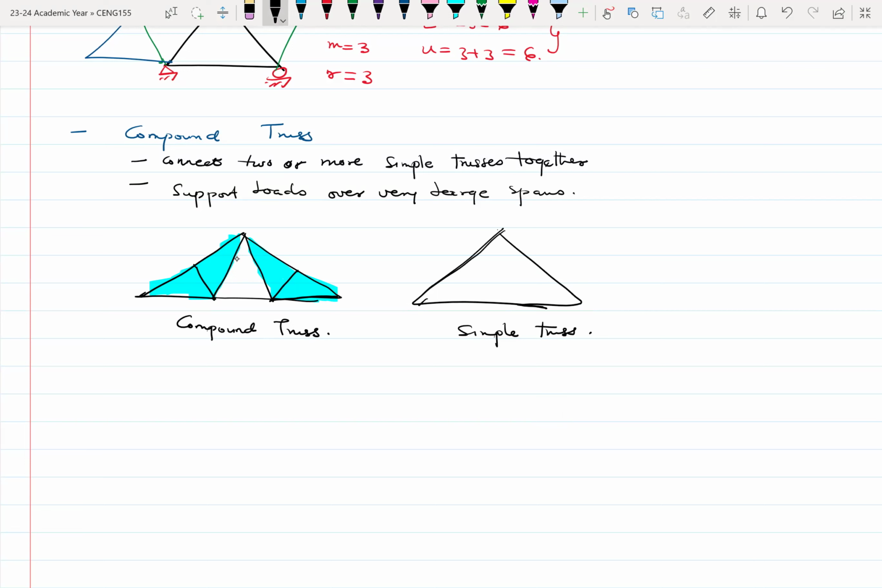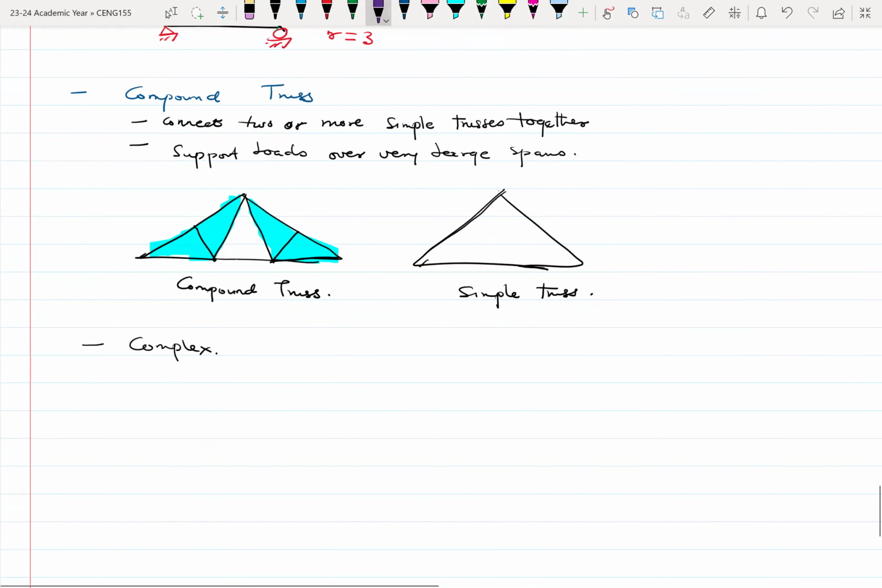Okay. They also have other types. We have the complex truss systems. Usually, if you have a truss that you cannot define as either compound or simple, then that truss will fall under complex. Okay. So I showed an example of it earlier, and usually they will have some bit of redundancy in them.